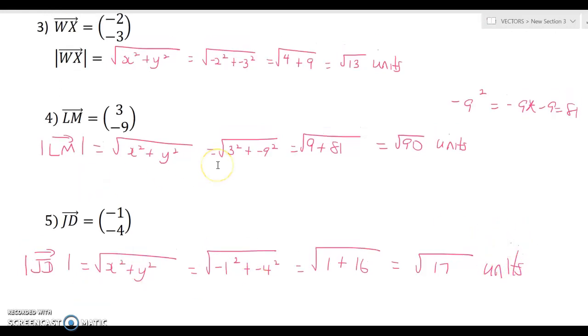In our next video, we will go on to addition and subtraction with the vectors, and then we will eventually get to the CSEC questions as well.